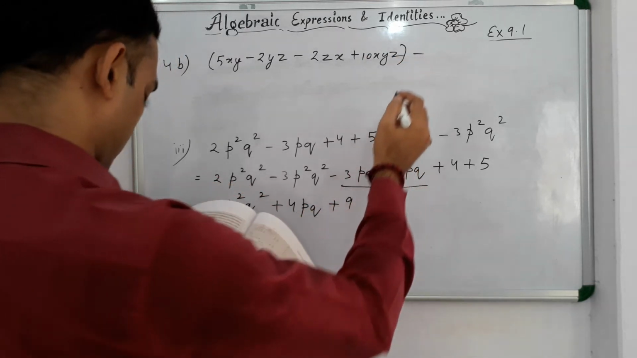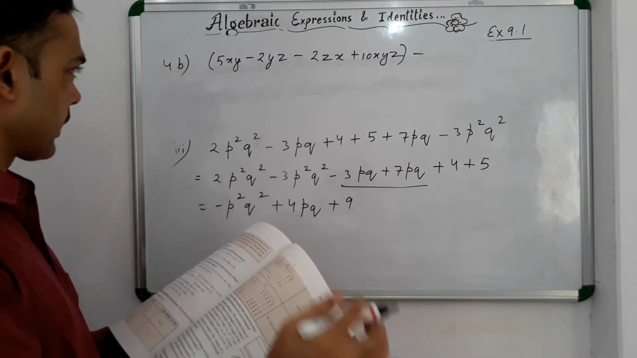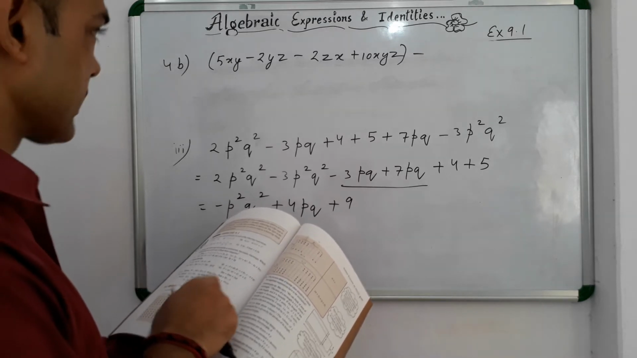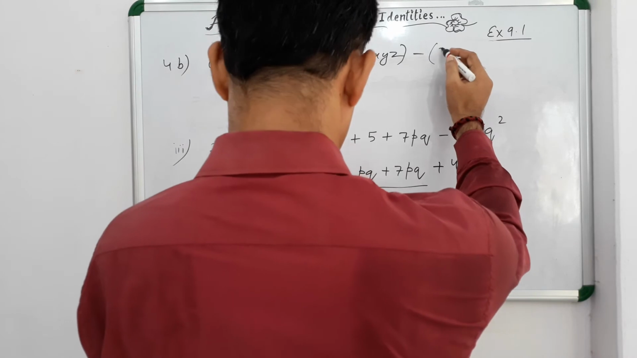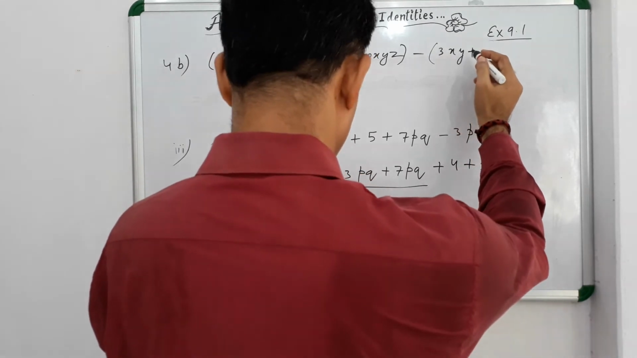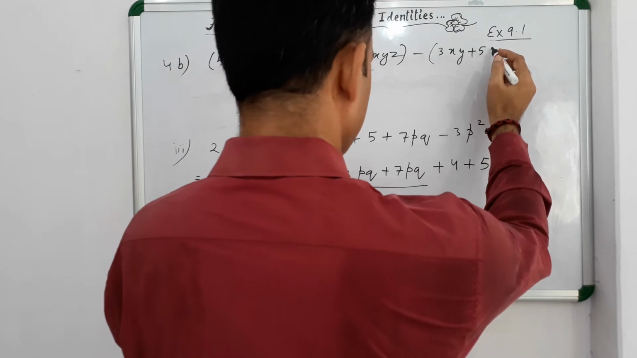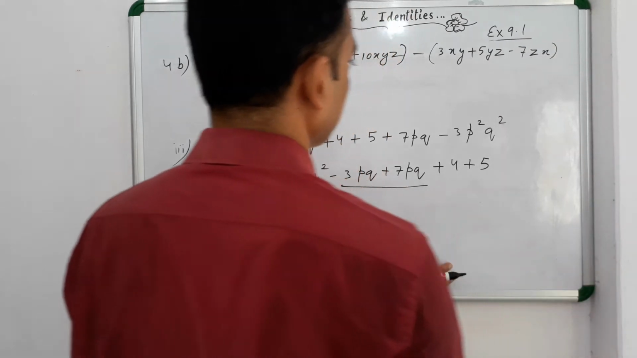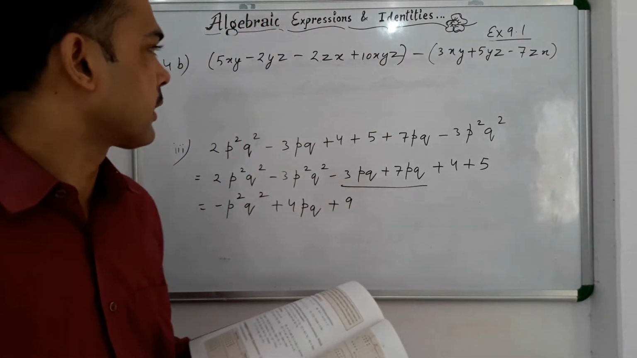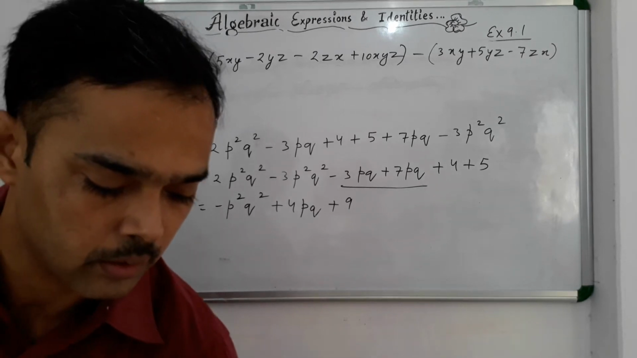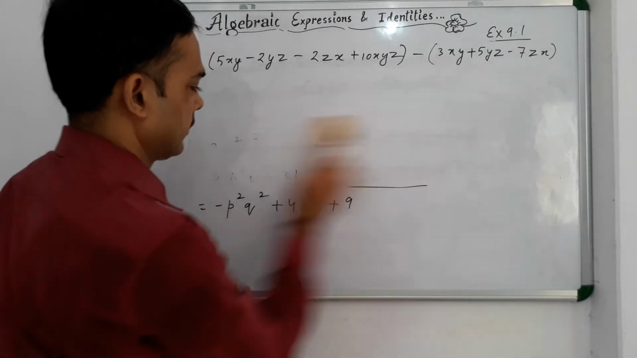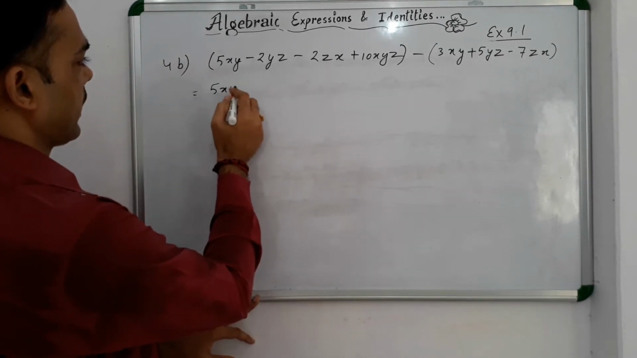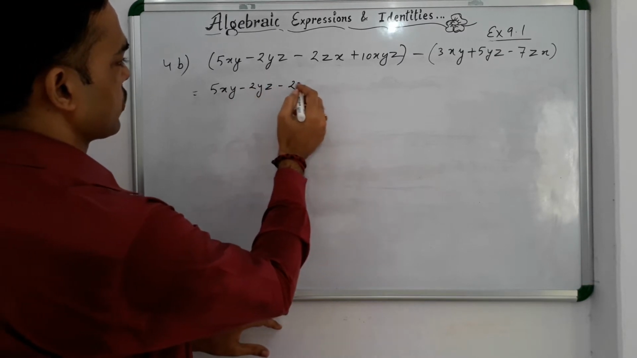Okay, this is in one bracket, minus the one that was given in the beginning: 5xy minus 2yz minus 2zx plus 10xyz minus the other expression, 3xy plus 5yz minus 7zx. Now what we will do over here is first remove the bracket, and for that I have written this 5xy minus 2yz minus 2zx plus 10xyz.